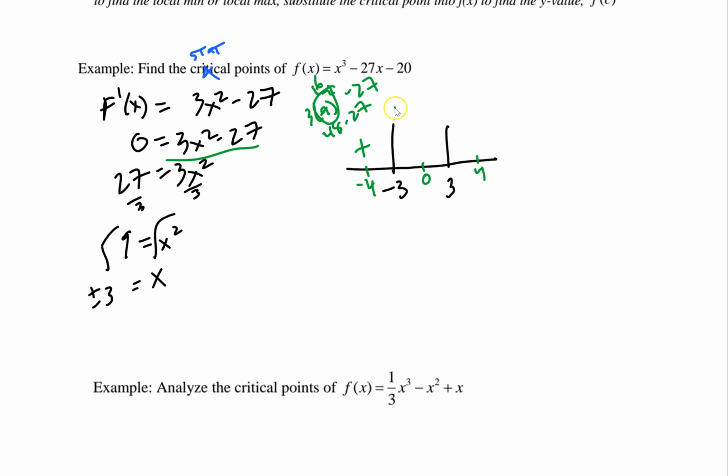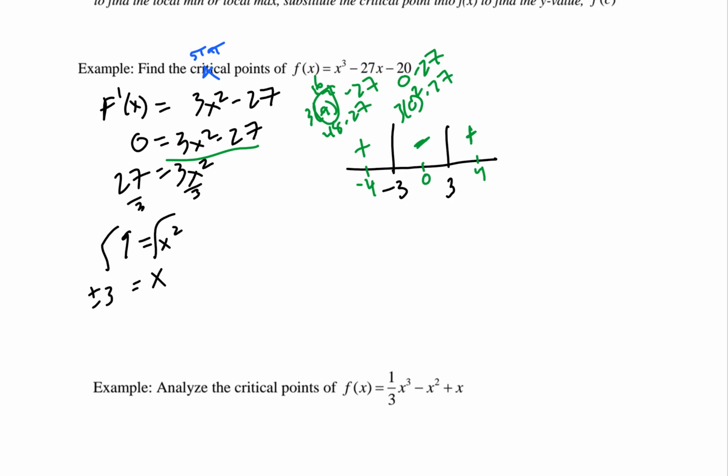If I plug in 0, I get 0 squared minus 27. That's definitely going to be 0 minus 27, so a negative value. And if you plug in 4, it's like plugging in -4. Because you square it, the sign goes away, so it's going to be a plus.